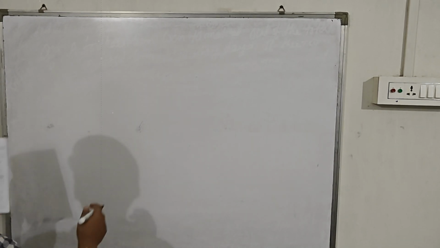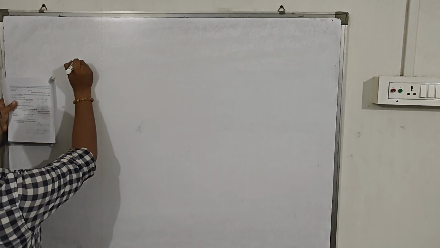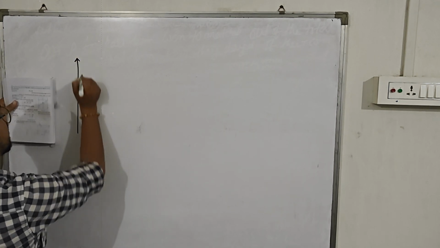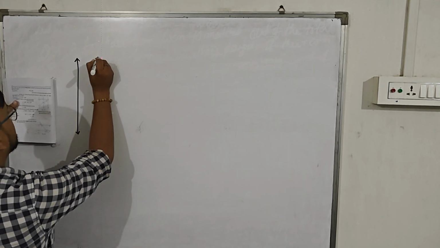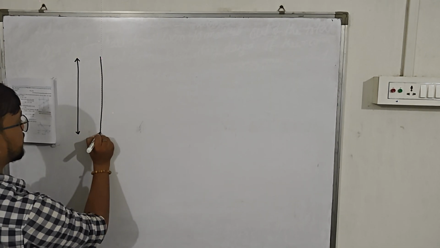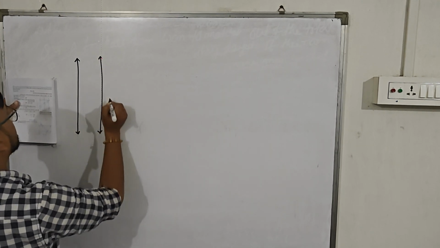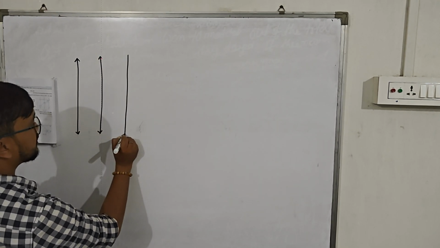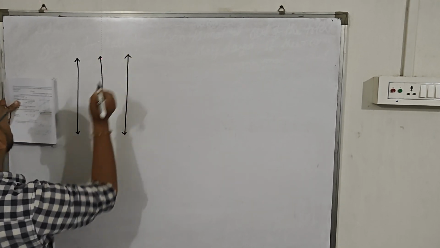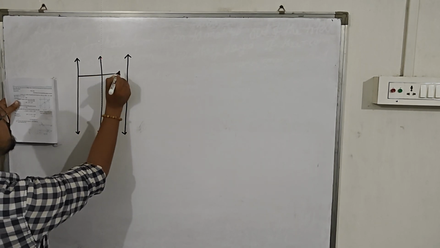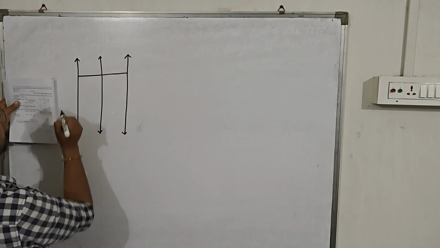Saba, my question is this. First of all, write this question. This is a line, a straight line. Write the question quickly. This is another straight line. This is the third straight line. Okay, fine. Here is another horizontal line.